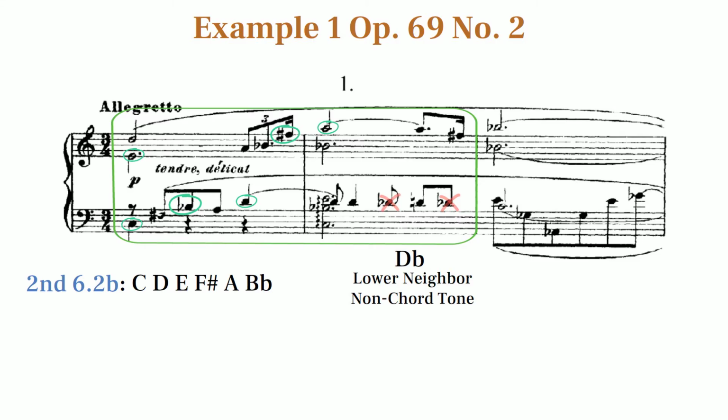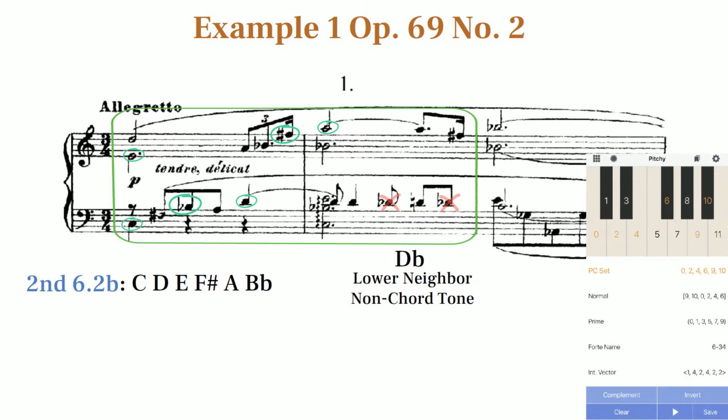You can do your own analysis of Scriabin's sets by typing in the pitches that sound together into a set calculator and omitting the pitches that appear to be non-chord tones.